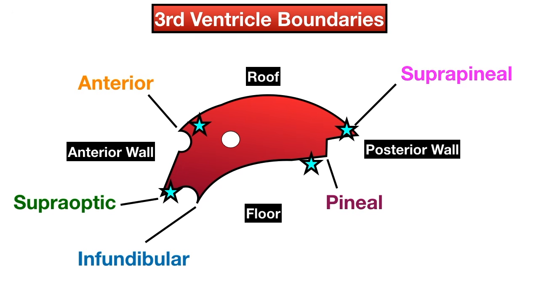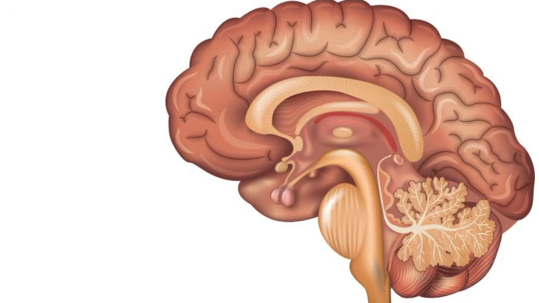This means that the anterior wall is going to extend from the interventricular foramina superiorly down to the optic chiasm inferiorly, and the posterior wall extends from the suprapineal recess superiorly down to the cerebral aqueduct inferiorly. Let's now take a look at what structures form these 4 walls using a sagittal view of the brain.